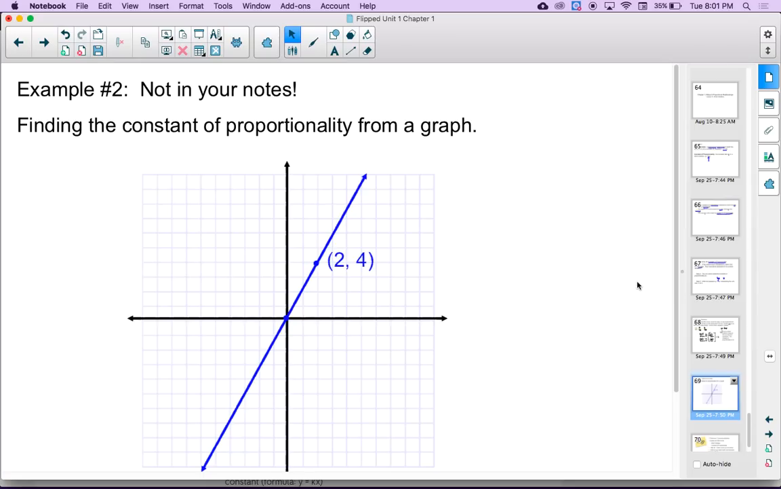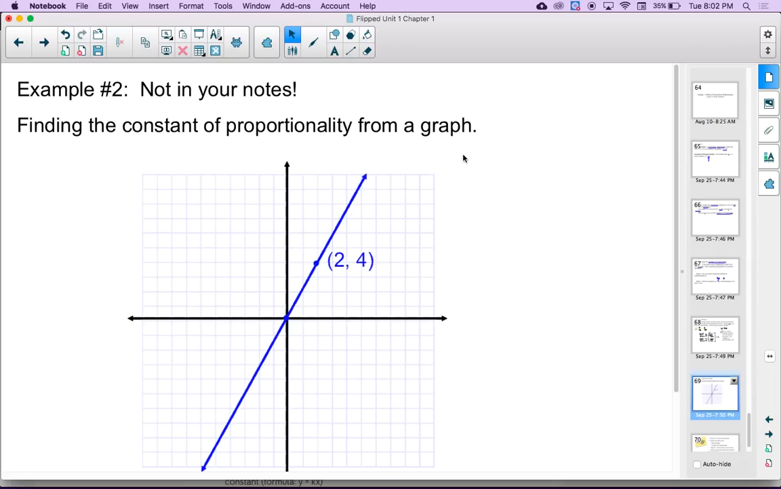Okay? I'm going to show you another example. This one is not in your notes. I have a Khan Academy video attached below this link in Schoology, so you should really take a look at that video. That explains this really, really well. But I thought that we could get a quick example in here as well. If we do not have a table, but they are giving us a graph, then we can also find the constant of proportionality from a graph.